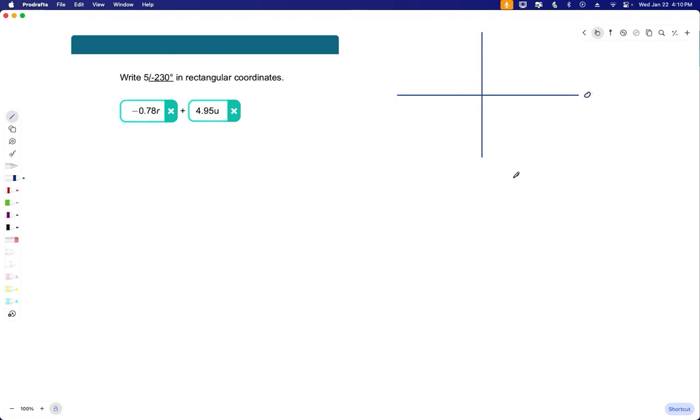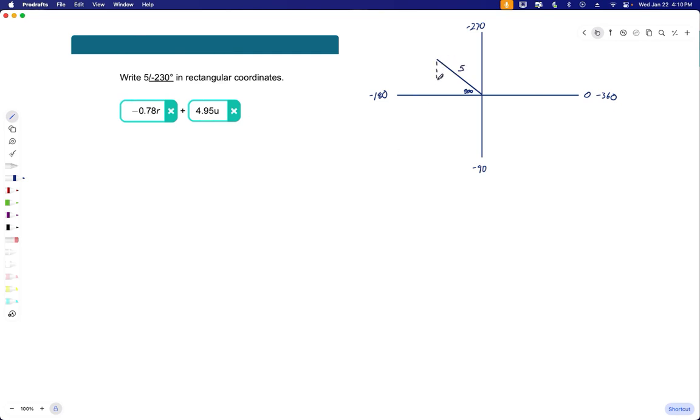So this is 0. This would be negative 90. This would be negative 180. This would be negative 270. And then we'd be back around to negative 360, right? So we know that it's going to be between 180 and 270 here. So 50 degrees past 180, that's going to be where we live. So this is going to be 50 degrees right here, which would make this negative 230, but our hypotenuse is 5.